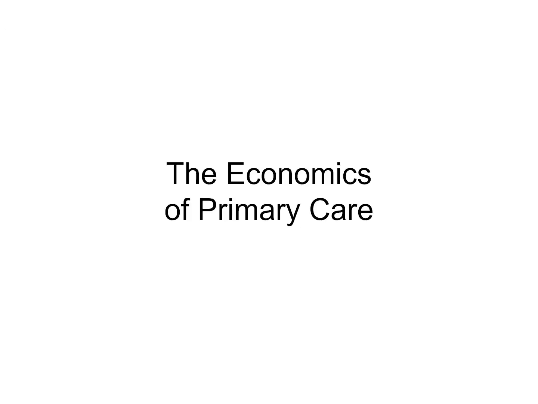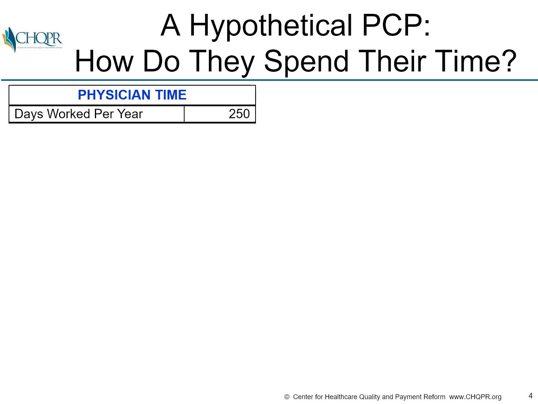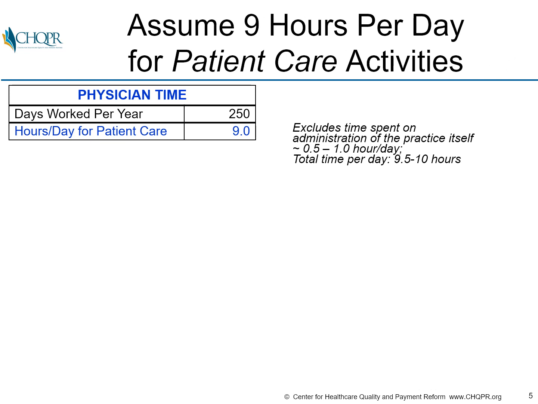The first step in designing an appropriate payment system for primary care is understanding the economics of primary care. Consider a hypothetical primary care physician. How do they spend their time? Let's assume the physician works about 10 hours a day and they spend 9 hours of that time on patient care activities with the rest spent on practice administration.